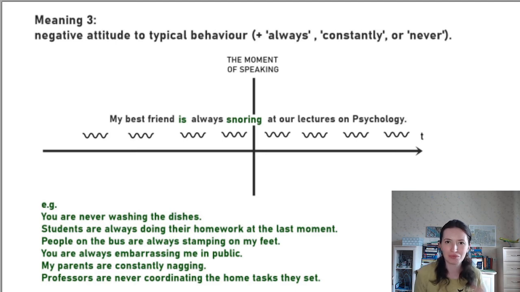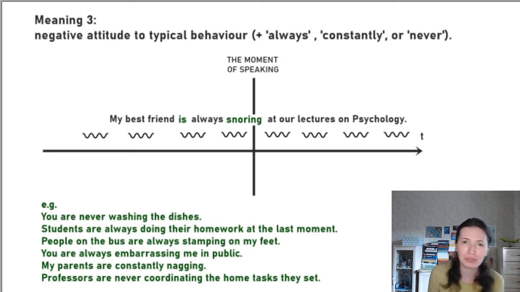For instance, there are lectures on psychology. My best friend and I go there, attend them, and my best friend is always snoring at our lectures on psychology. And see how I translate this sentence. Вечно мой лучший друг храпит на наших лекциях по психологии. So I'm being emotional here. I can't say my friend always snores at our lectures, but it's just a statement, just a fact, right? Nothing interesting. Мой друг храпит на лекциях по психологии. I'm fine. Okay, that happens, right? But if I say my friend is always snoring, I'm saying вечно он храпит.